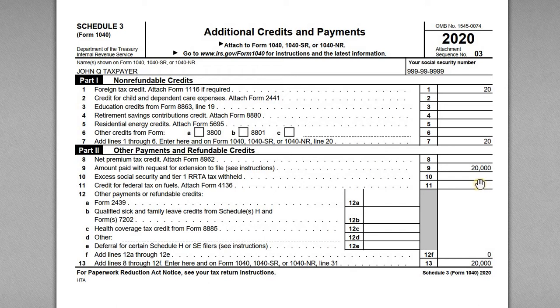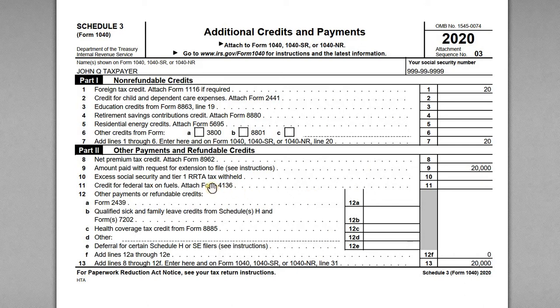Line 9, amount paid with request for extension to file, is pretty straightforward. If you filed a 4868 to extend your Form 1040, and you made a payment with that extension, the payment amount would be reported here. Okay, the amounts of estimated payments you made during the course of the period would just be reported on page 2 of your Form 1040. But if you made specifically a payment with your request for extension to file via 4868, that amount would be reported here on line 9.